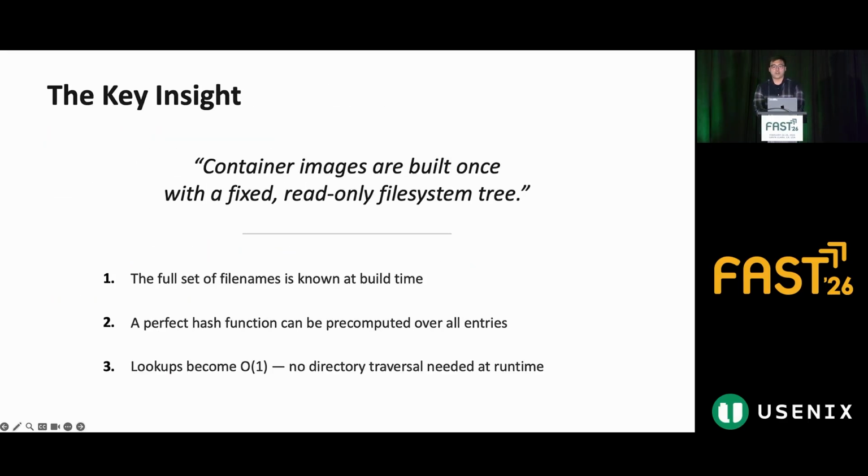Here's the key insight that makes CoFS possible. Container images are built once with a fixed, read-only file system. The image layers are immutable, and that means three things. First, the complete set of file names is known at image build time. Second, since the set is fixed, we can use a perfect hash function to pre-compute the hash value for all the entries in the image. And third, after applying the hash function, we can achieve O(1) lookup with no directory traversal needed at runtime. This is the fundamental observation that motivated the design of CoFS.